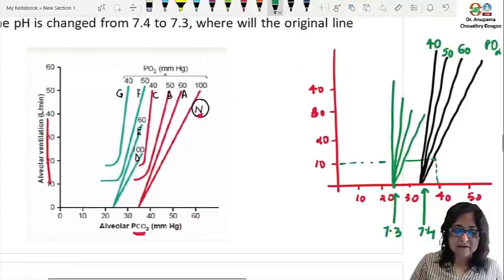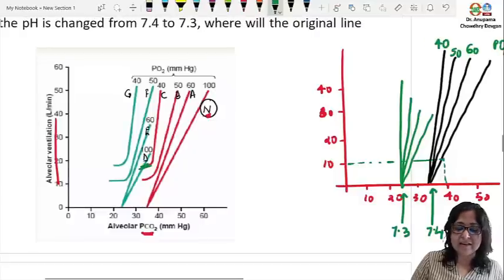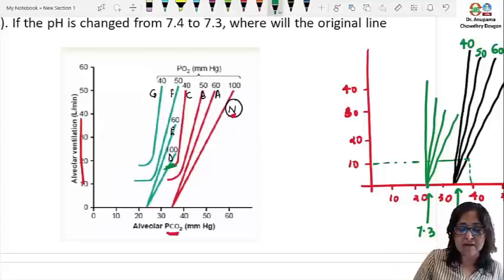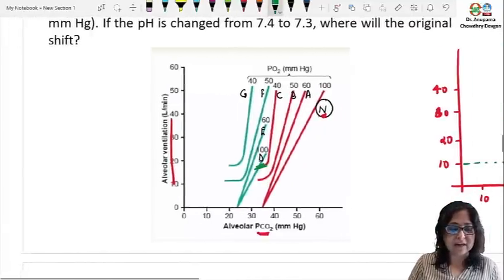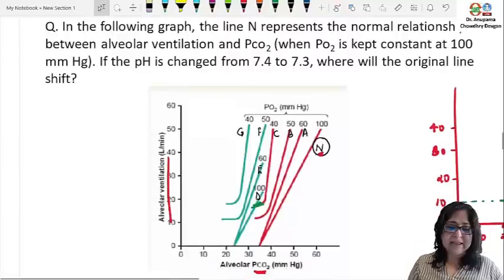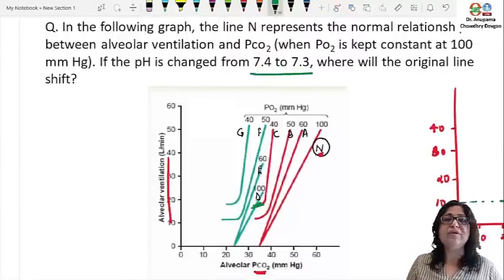So my answer to this question will be D. D is the answer here. The line which is parallel to the normal line, N, but starting from the left. So the answer to this question will be D. It says when the pH is changed from 7.4 to 7.3.